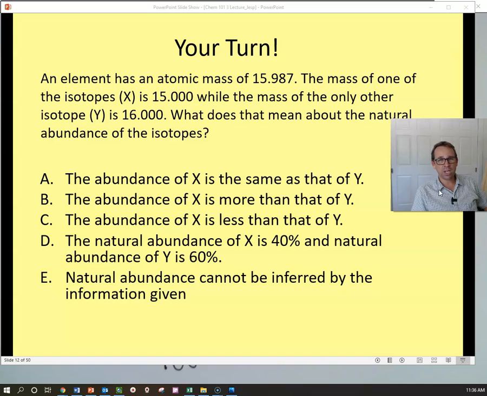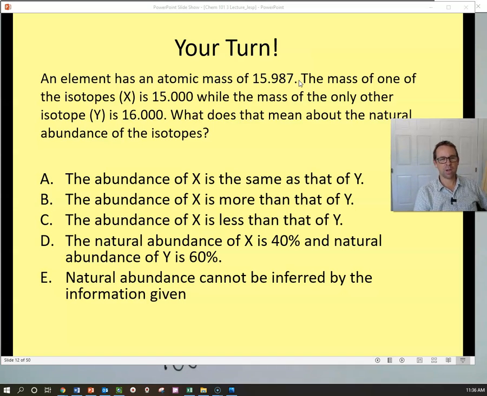But we have some information. We can know that without even actually doing any calculations, because the information provided is the 15.987, right? It says that's the average. So what does that tell us about the average abundance, or the abundance of the 16 and the 15 isotopes? Would the abundance of X be the same as that of Y? Or would the abundance of X, the lighter one, be more than that of Y? Or would the abundance of X, the lighter one, be less than that of Y?